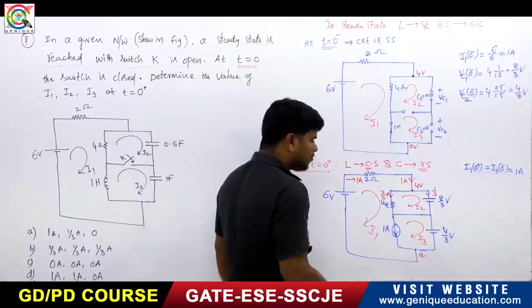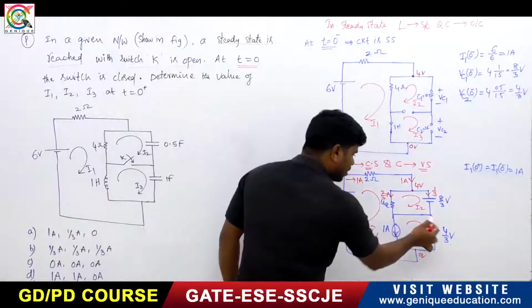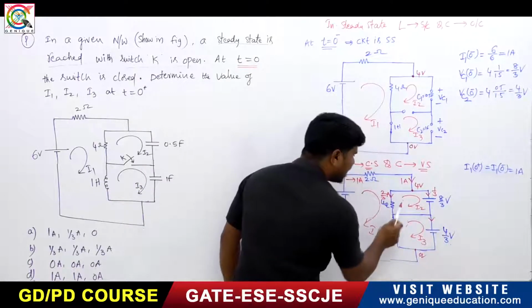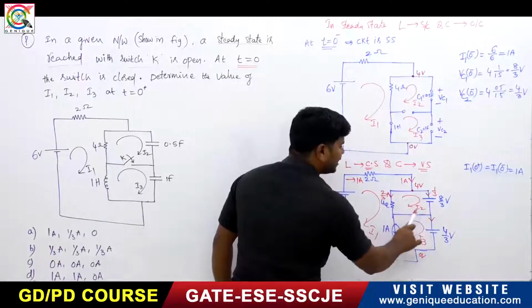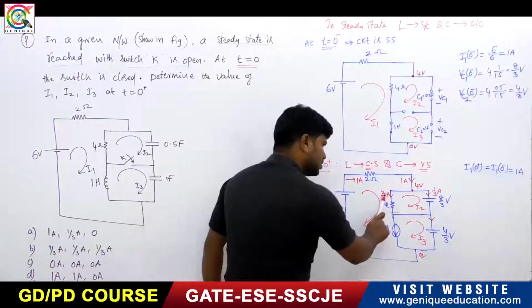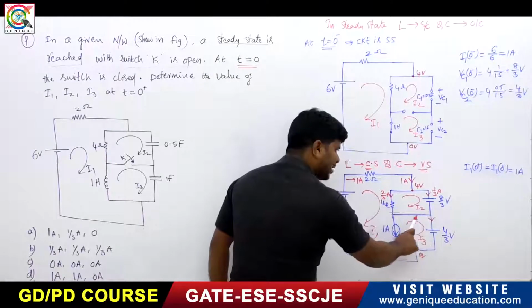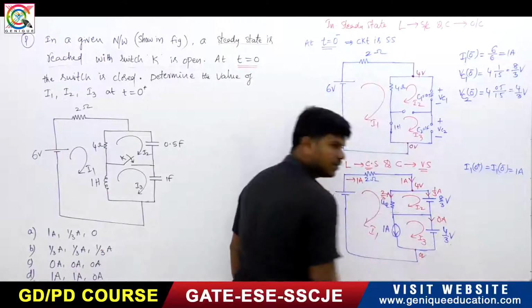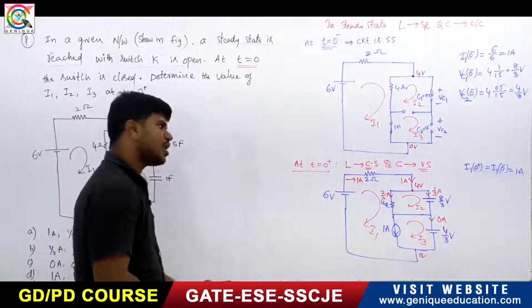Right? So if you observe this, what is this current now? Already we know what this current is. This is 1 ampere. Now what will be the current? The current will be 2 by 3 ampere and 1 by 3 ampere. These two are coming in this direction. But what is the current? It is 0 amperes. Right? The current is 0 amperes.